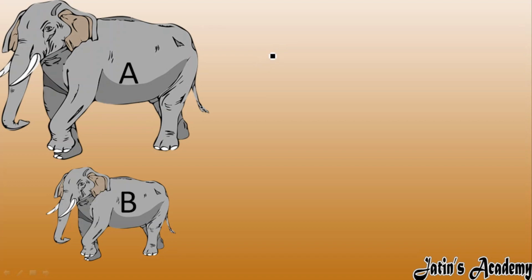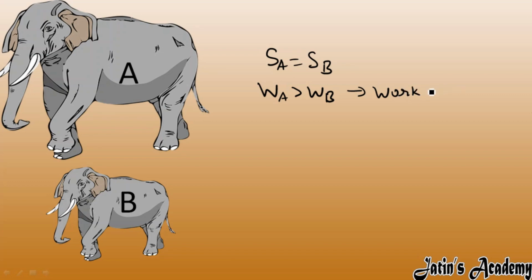So now displacement is same, okay, but weight of this elephant A is more than weight of B elephant, means force is greater. So work done by A is greater than work done by B. This represents work done, okay. Weight is also greater. Now if I am talking about the time taken by both the elephants, it is same. So in which case is power more?